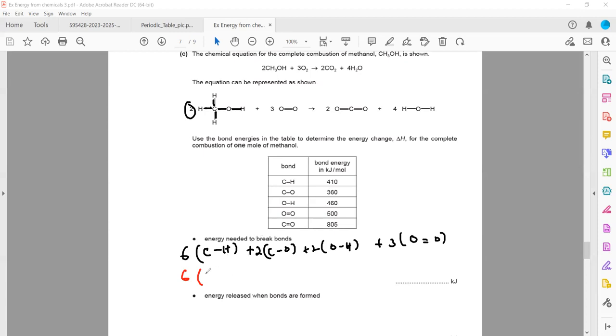the CH bond energy, which is 410. Then 2 into the CO bond energy, that is 360, plus 2 into the OH bond energy, that is 460, plus 3 into O double bonded with O, that is 500. So we sum to get the bond breaking energy. The total energy needed to break the bonds is 5,600 kilojoules. It's important that you identify how many bonds there are and the total number of molecules.